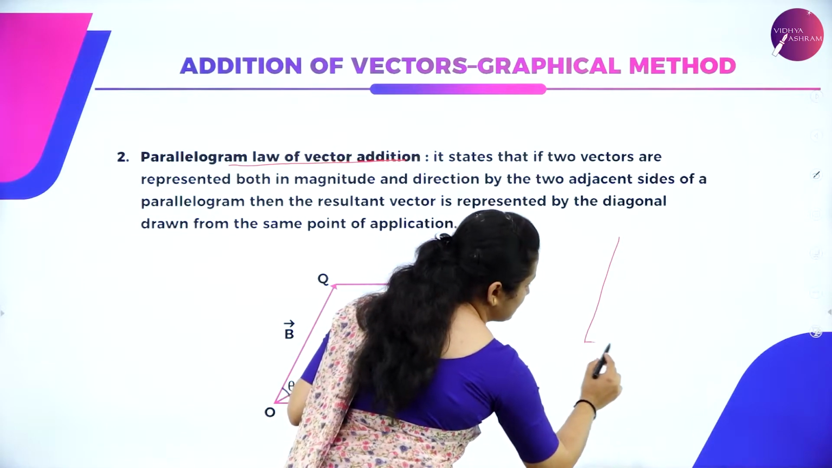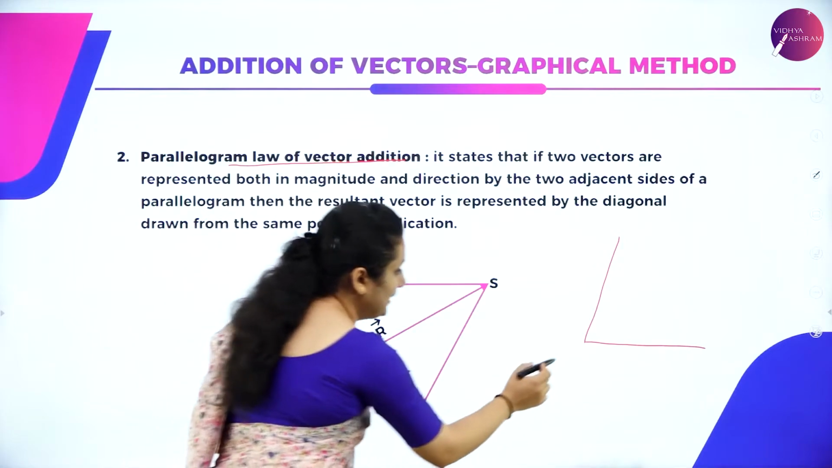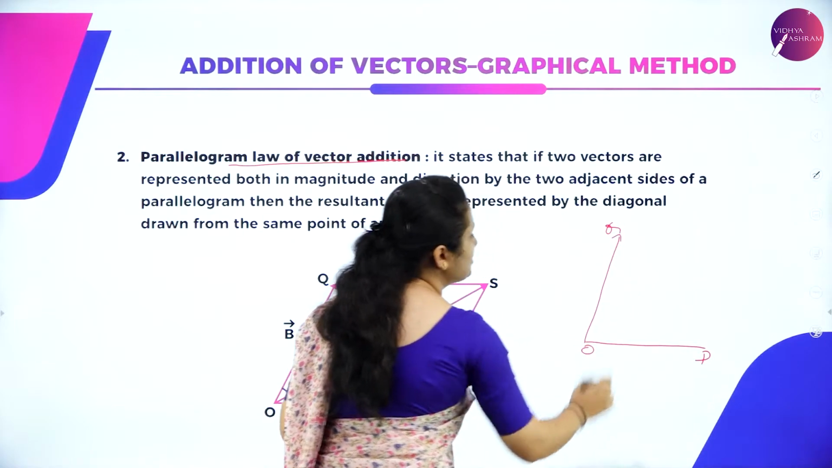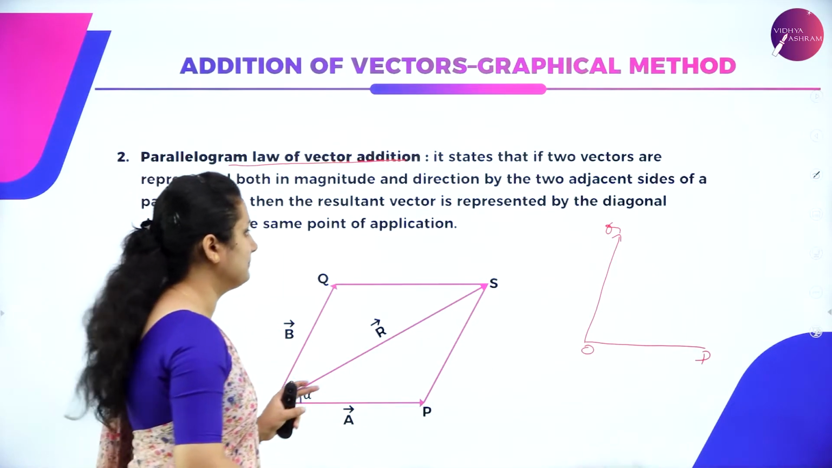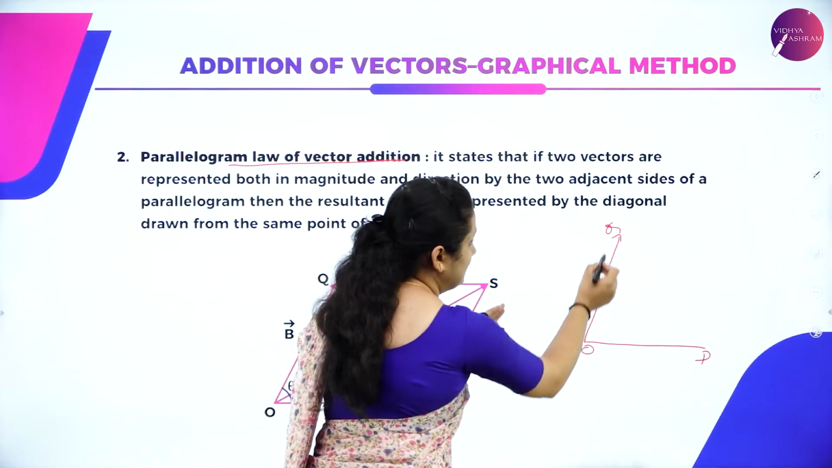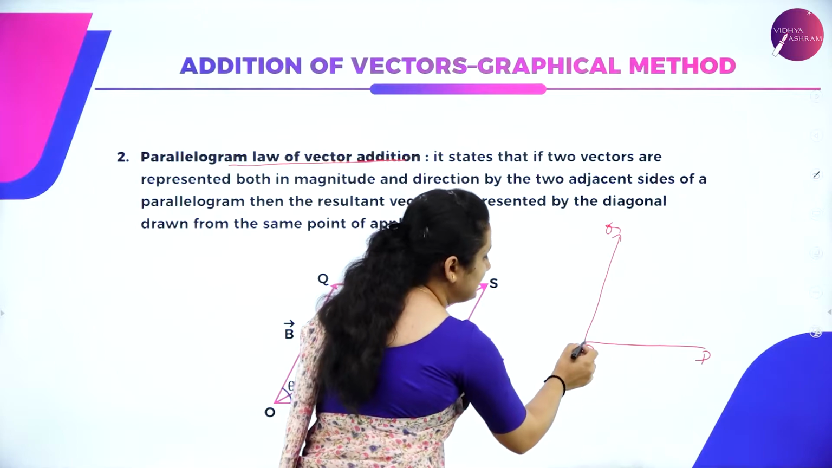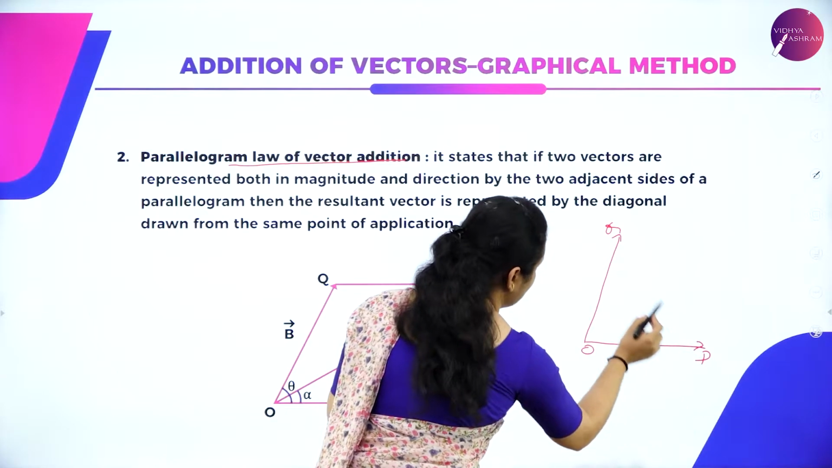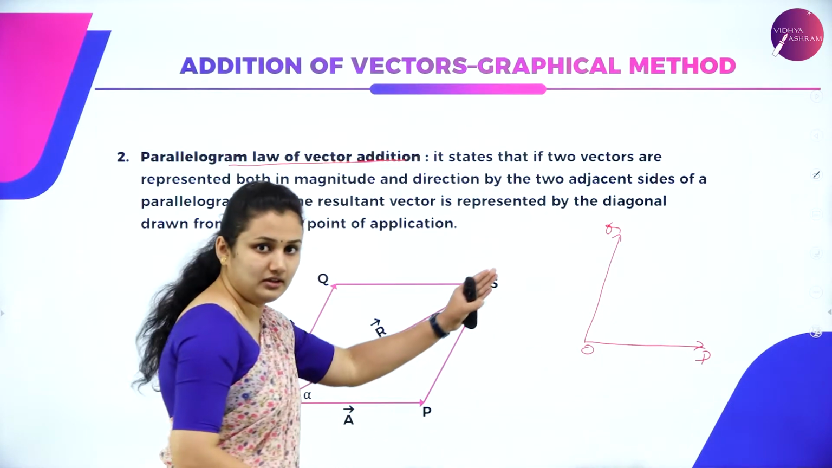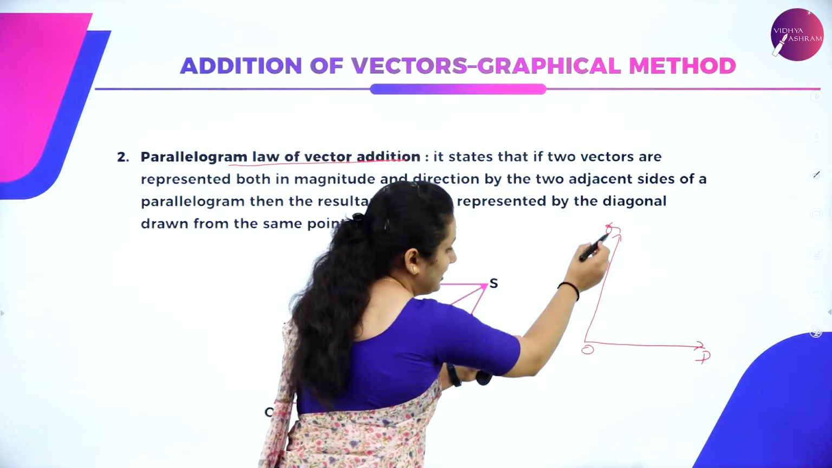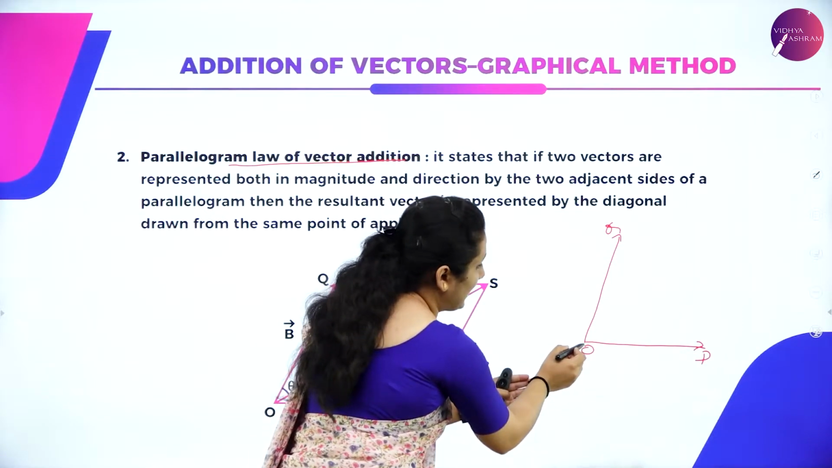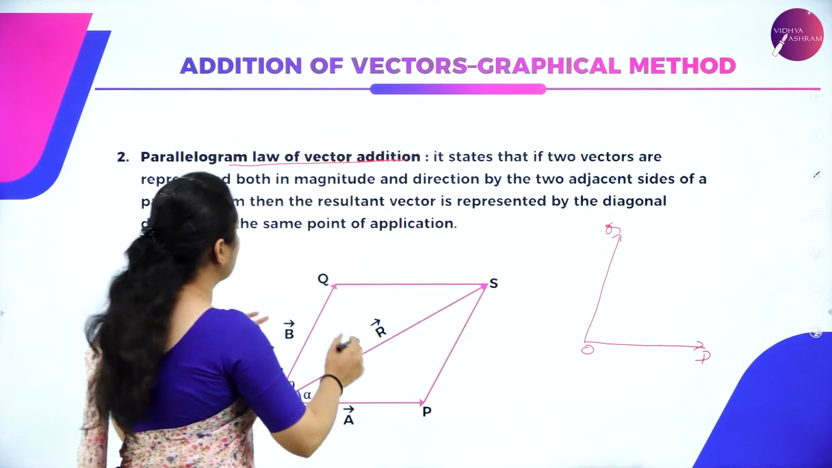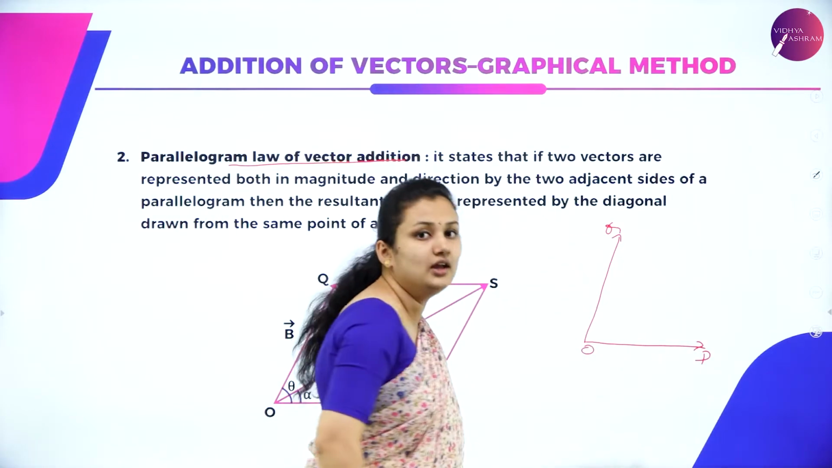Two adjacent sides. I'll draw two sides, OP and OQ. So these are the two sides of the parallelogram. You can see the tail of the line OQ is intersecting with the tail of the line OP. So this is the intersecting point. That is why we call them two adjacent sides of the parallelogram.